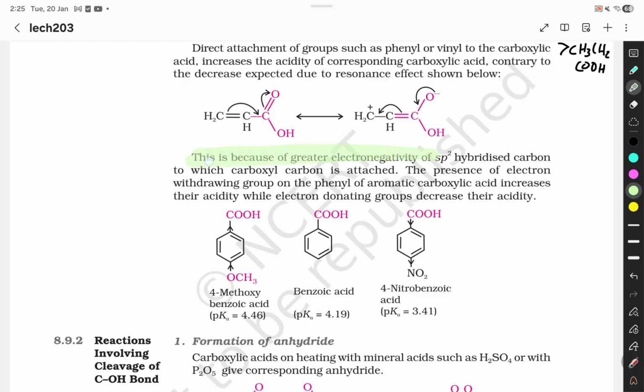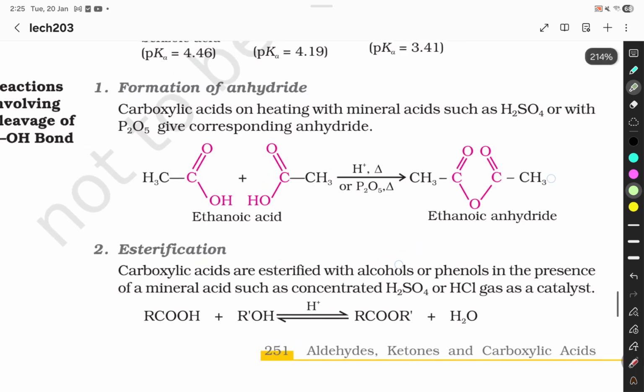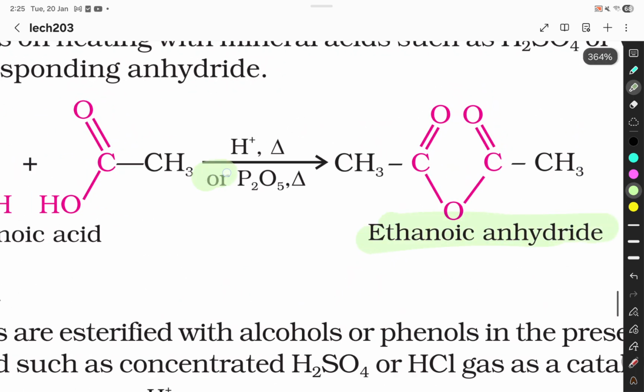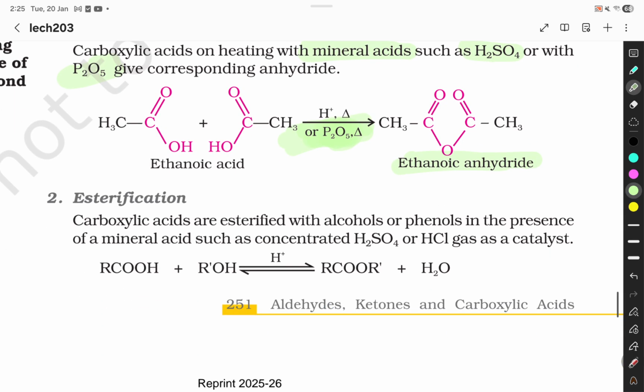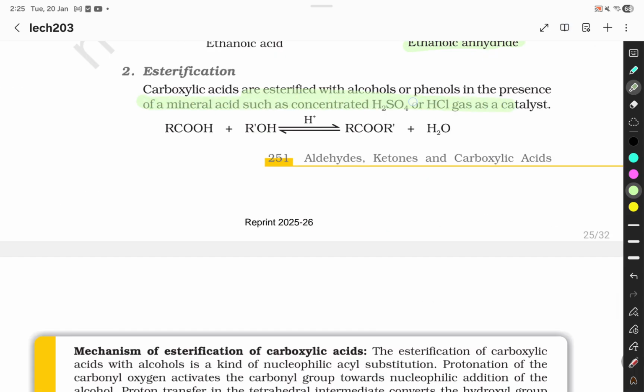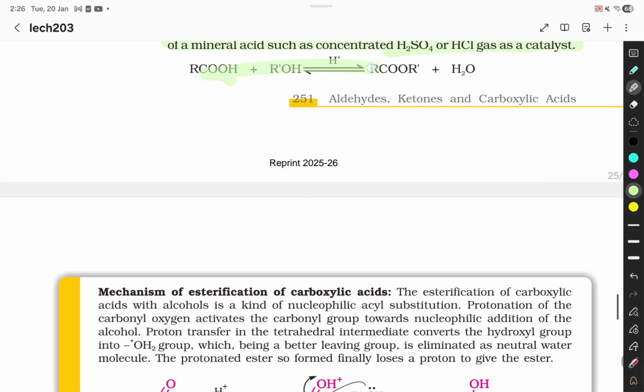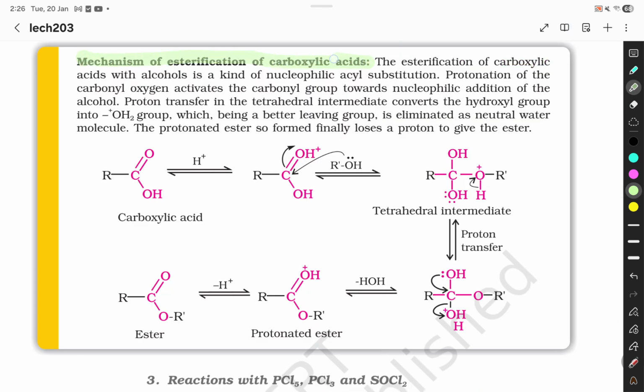Then formation of ethanoic anhydride, they have given a reagent called P2O5. P2O5 is your dehydrating agent, mineral acids, right? H2SO4, P2O5. Then you have esterification that we have learned many times. I predict that this question is going to come in JEE Mains 2026. So, the mechanism of esterification, they have given in NCERT.